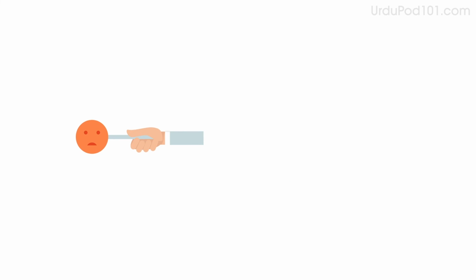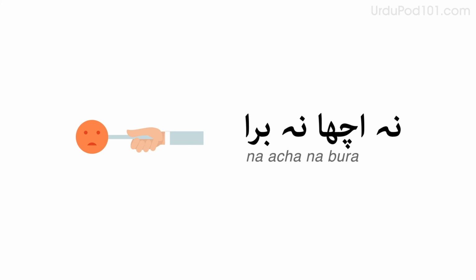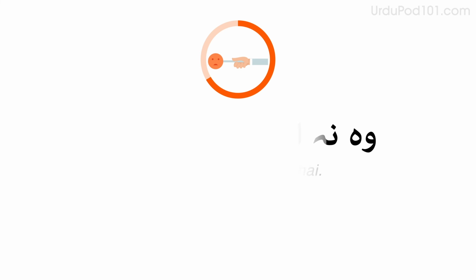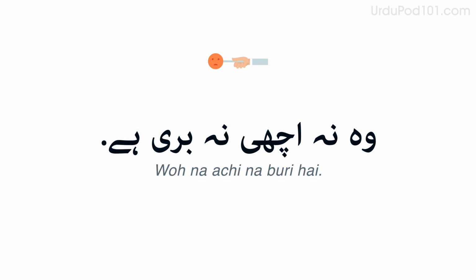Now imagine she's so-so. Do you remember how to say so-so? ना अच्छा ना बुरा. Say, "She's so-so." वो ना अच्छी ना बुरी है. Now, answer the question saying she's so-so. तुम्हारी वालिदा कैसी हैं? वो ना अच्छी ना बुरी है.